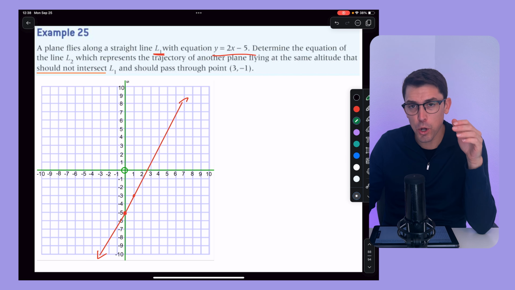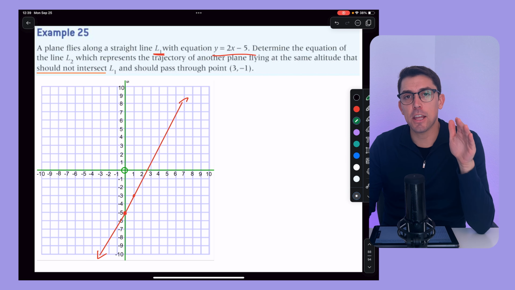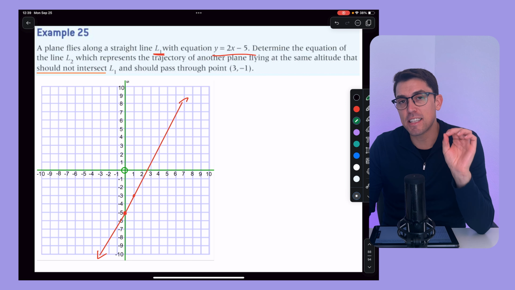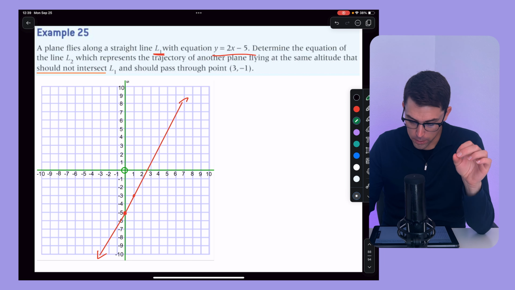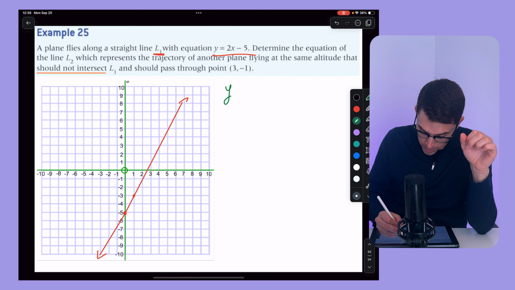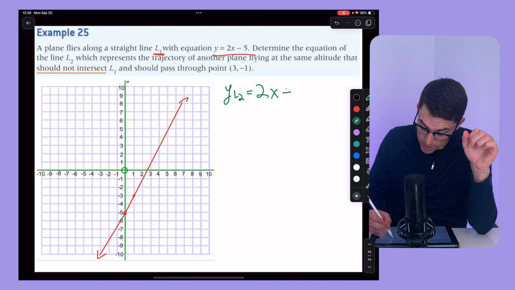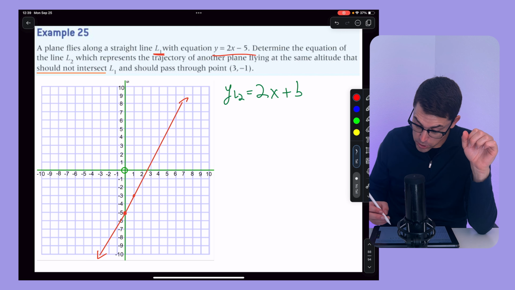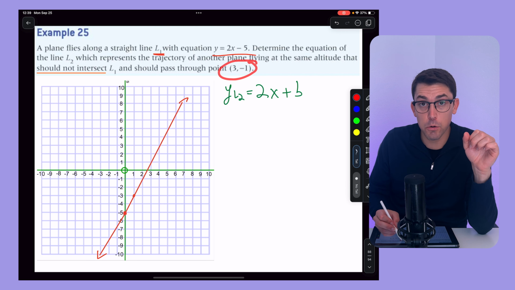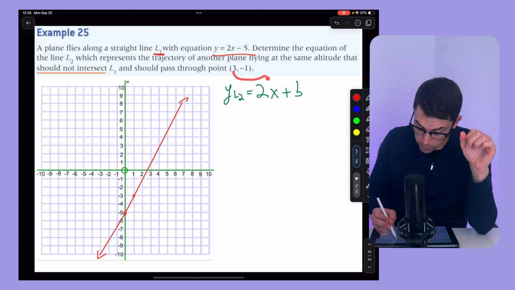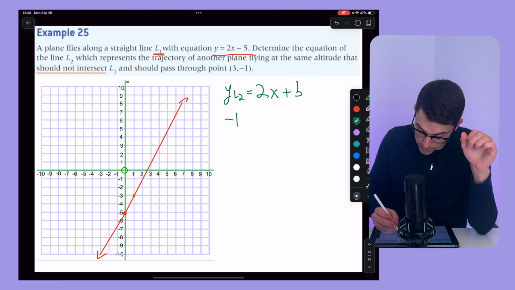So remember, if they are not going to intersect, that means that they are parallel, which means that they have the same exact slope. So what this means is that your line for L2 should have the same slope, which in this case is 2, but we have no idea what b is. But what we do know is that we want to pass through 3, negative 1. So 3 would go in for x, and then negative 1 would go in for y. Let's go ahead and do that. Output of negative 1 is equal to 2 times 3 plus b. I get negative 1 is equal to 6 plus b. That'll give me negative 7 is equal to b.